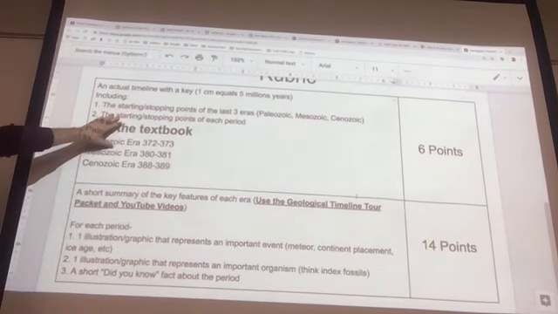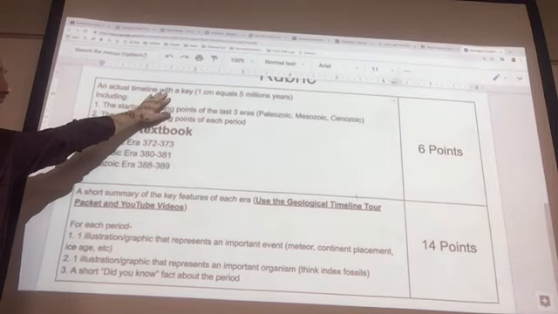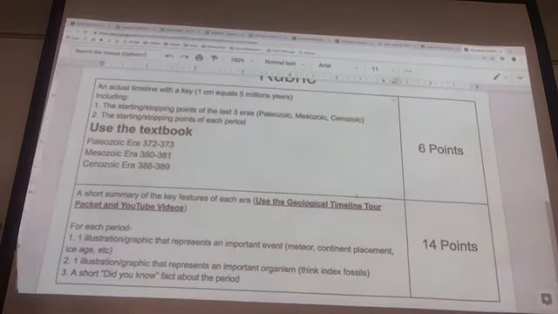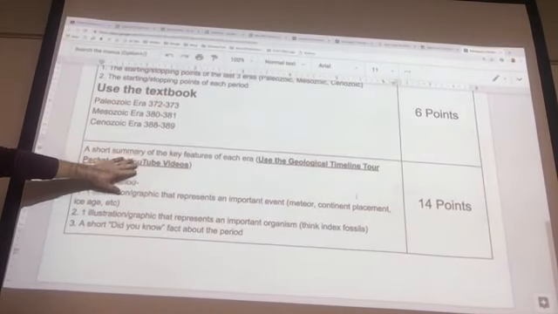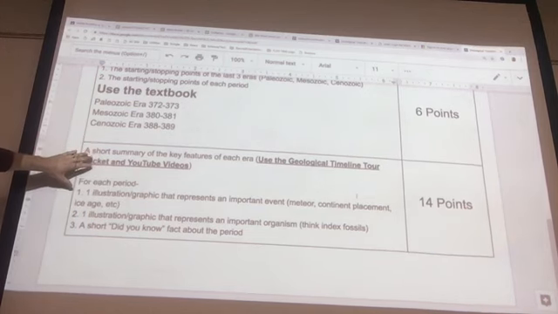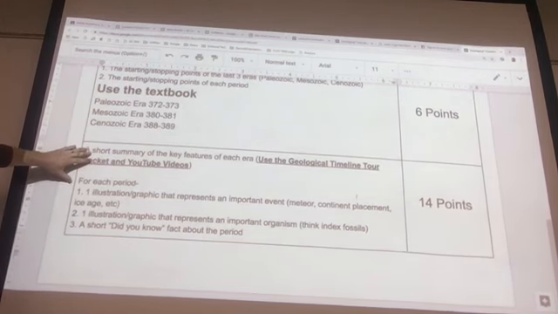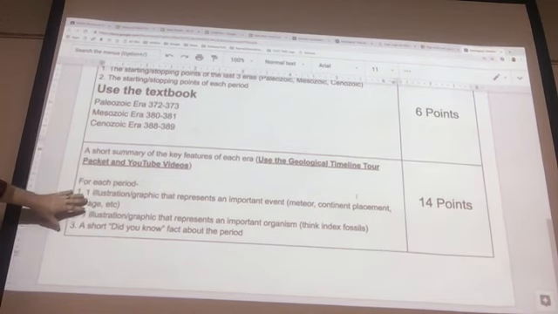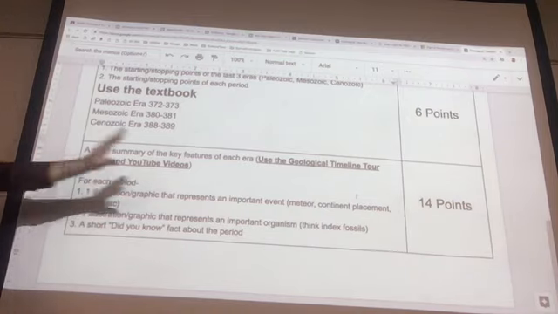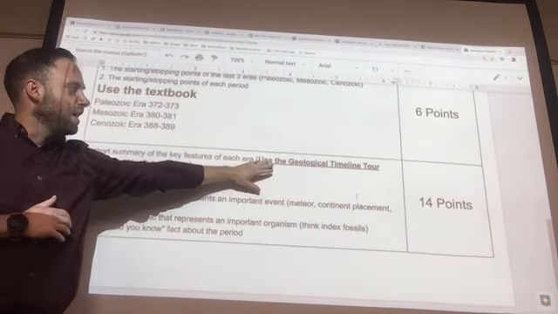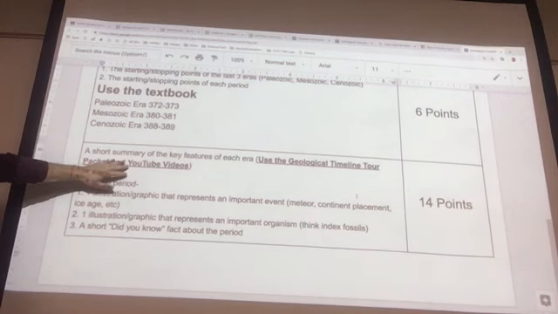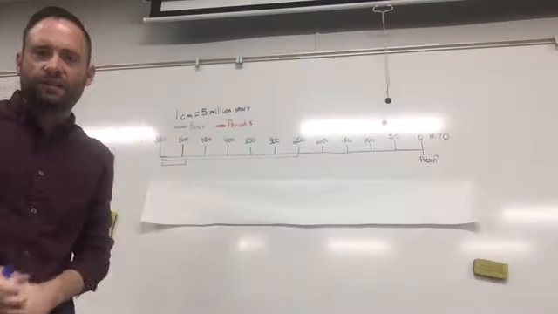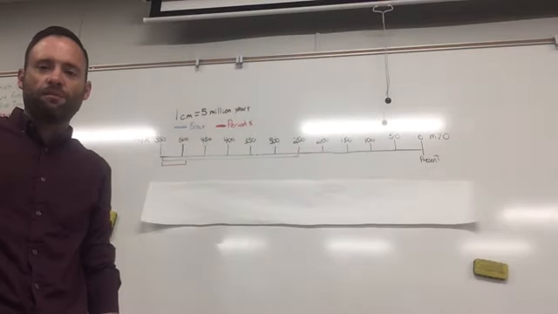As you can see, getting this correct with 1 centimeter equal 5 million years is 6 points of 20. The other 14 points come from a short summary of the key features of each era, and an illustration of an organism, an important event, and a "did you know" for each period. What you should use, again, is the Geologic Timeline Tour packet and the YouTube videos you did on Friday and Monday.